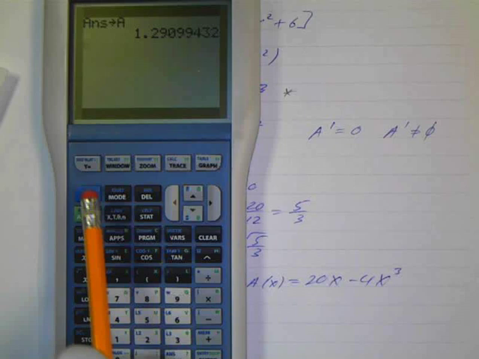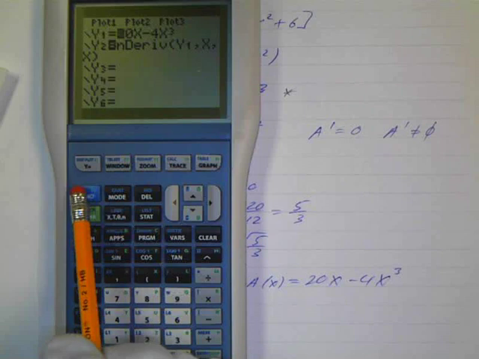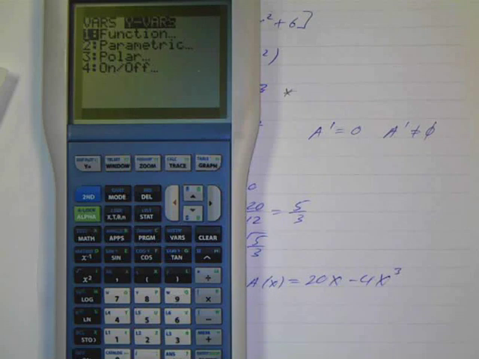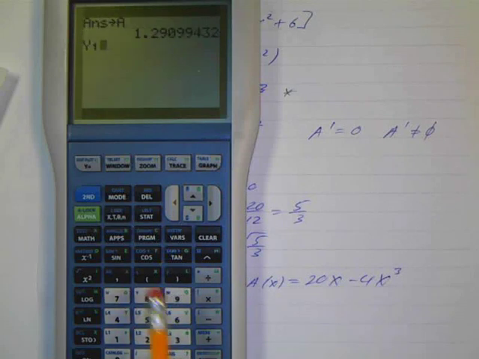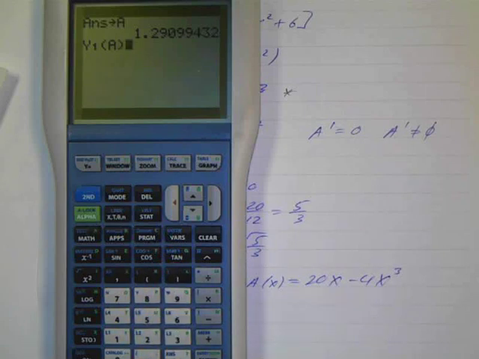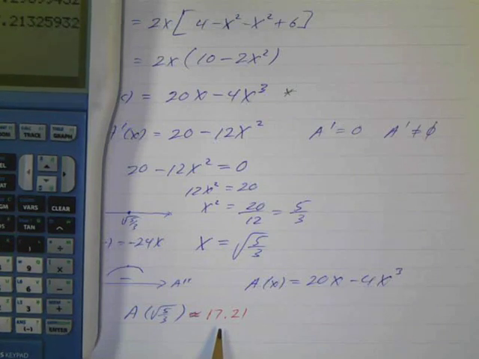Well, my original function, if I go back and look over here, is in Y1. So if I go back to second quit, if I hit VARS, that's my variable, go to Y VARS, enter, and enter this, and if I put parentheses, this will evaluate anything I put in the parentheses at Y1. Remember, Y1 was my original function, so I can put alpha A in there. And press enter, and there's your 17.21. And I didn't have to write anything down after this. Remember, 17.21? 17.21. So that's the same thing.